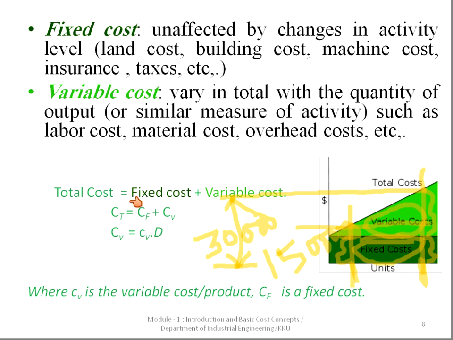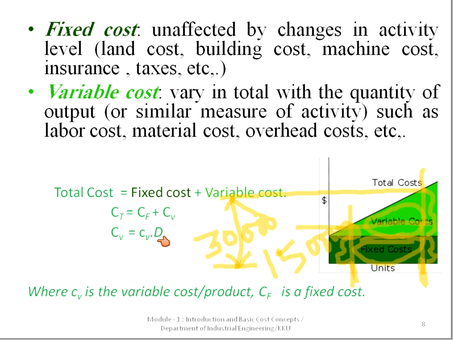The total cost is equal to fixed cost plus variable cost. The fixed cost, you see, it is given in the formula with symbols. Total cost CT, suffix T, equal to fixed cost plus CV, that is the total variable cost. This CV is again equal to variable cost. This is a small c. Variable cost of one product multiplied by demand of the product.